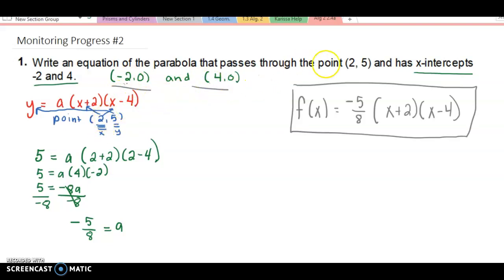Now I take my other point that's not one of the two x-intercepts, and I plug my x-coordinate in for x and my y-coordinate in for y. I'd get 5 equals a times (2 plus 2) times (2 minus 4). When I clean that up, I solve for a and get negative 5/8. Then all I do is plug this negative 5/8 back in for a to get this. This should be your final equation.